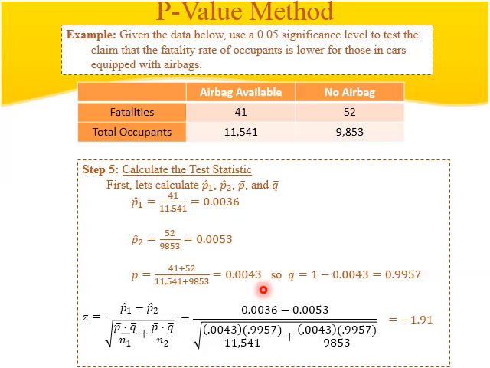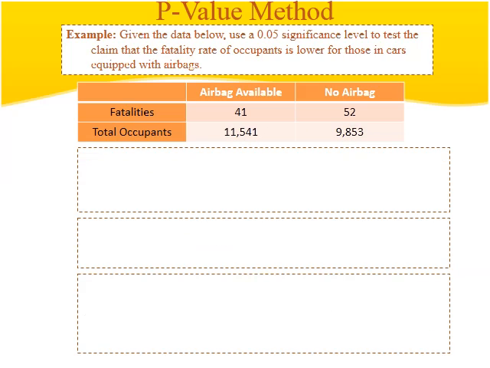So just to be sure, let me go through this. My P1 hat was the proportion of fatalities when there was an airbag available. My P2 hat was the proportion of fatalities when there was no airbag available. Then I've got my pooled proportion and 1 minus pooled proportion down here. Each of these are then divided by the individual sample sizes. So considering these as two different samples with two different proportions, my first sample size is 11,541 and my second sample size is 9,850.